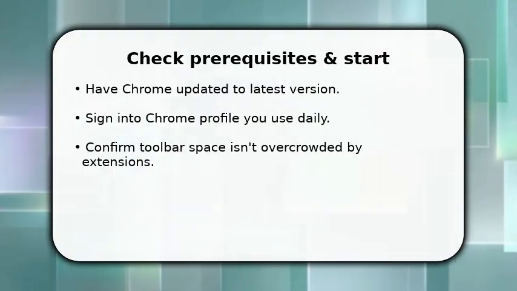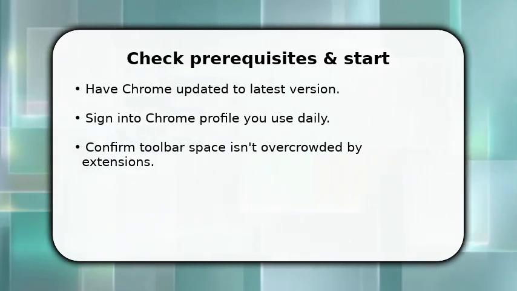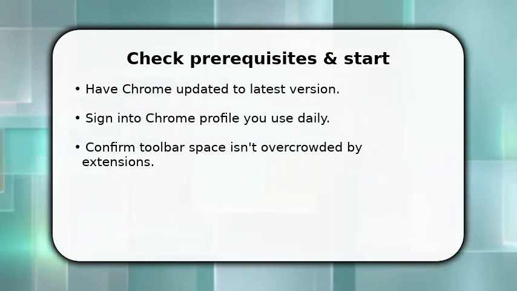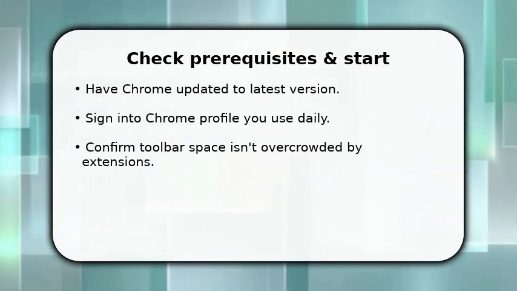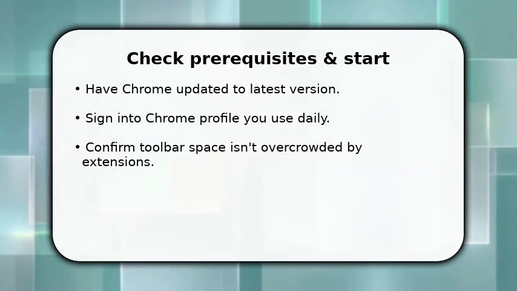You begin by confirming essentials: Chrome updated, signed in, and toolbar uncluttered. Now open a new tab and right-click the toolbar area. You want to reveal hidden UI options. Once done, click Customize or three-dot menu if needed, then select Settings to jump straight into Appearance controls.